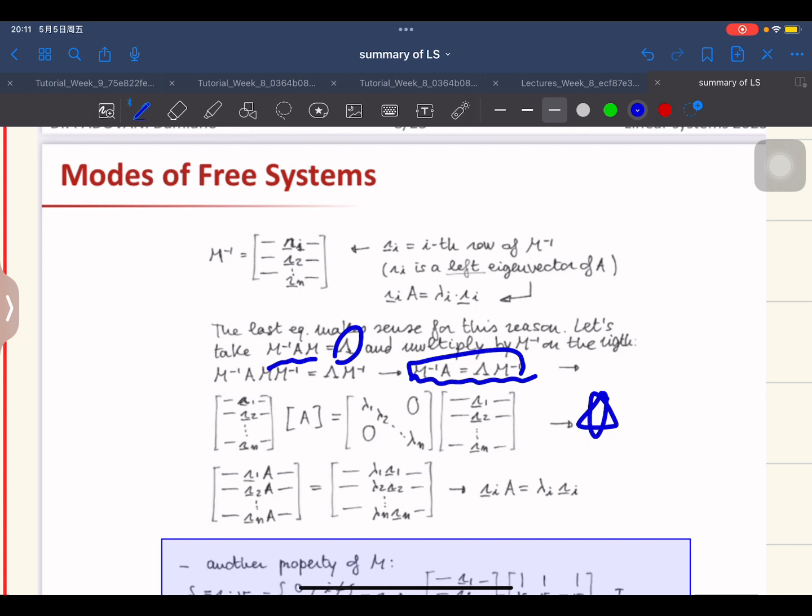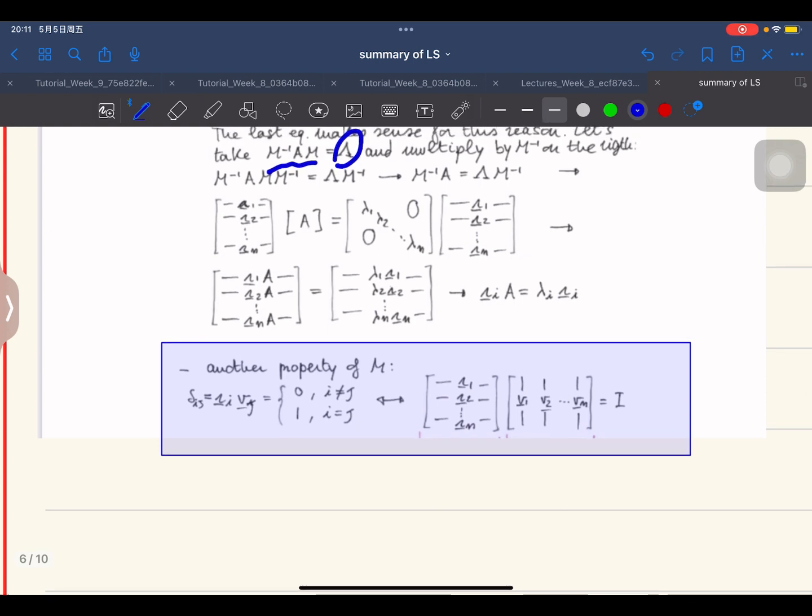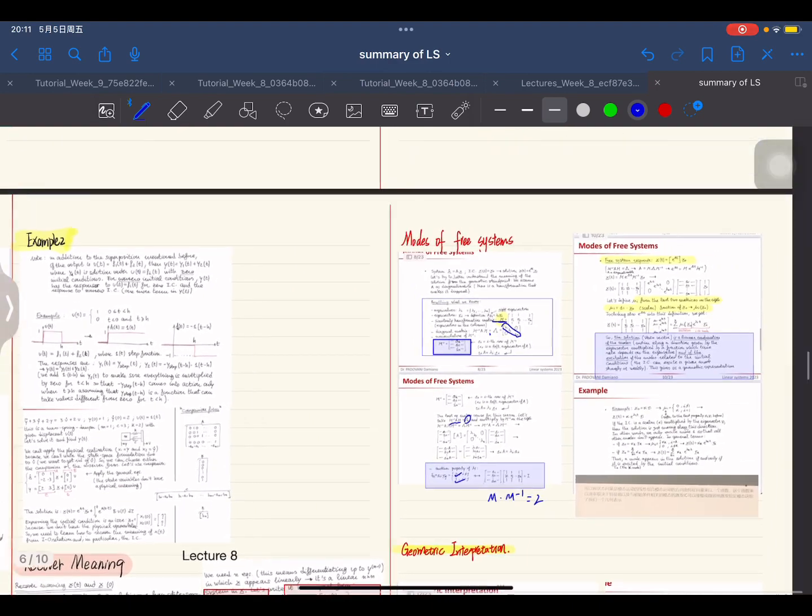So we have to know how to use the matrix to represent the formula of algebra, okay? Later we should know another property of M. It's like it can equal 0 and equal 1. And for M times M inverse, it will equal identity. Okay, it will equal identity.